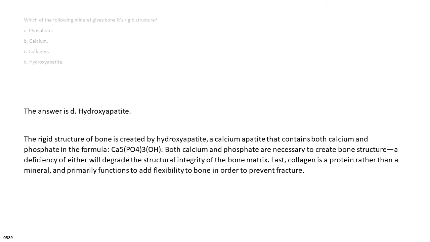The rigid structure of bone is created by hydroxyapatite, a calcium apatite that contains both calcium and phosphate in the formula Ca5(PO4)3(OH). Both calcium and phosphate are necessary to create bone structure. A deficiency of either will degrade the structural integrity of the bone matrix. Lastly, collagen is a protein rather than a mineral, and primarily functions to add flexibility to bone in order to prevent fracture.